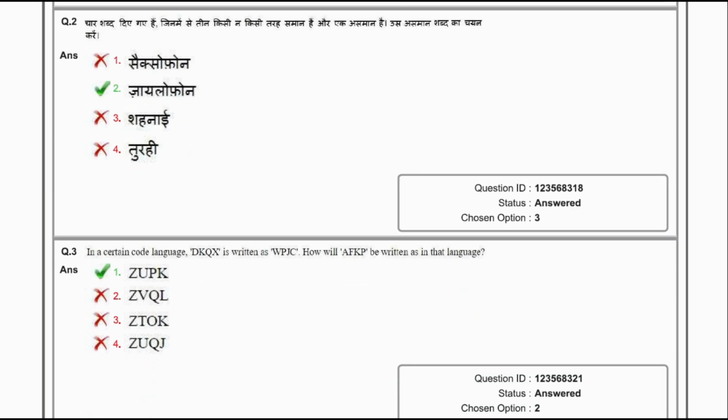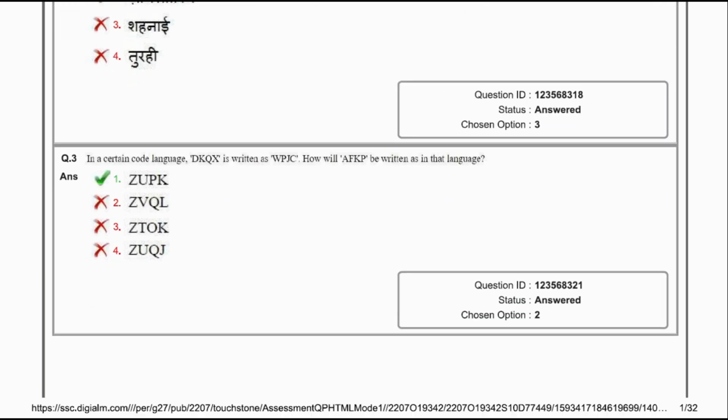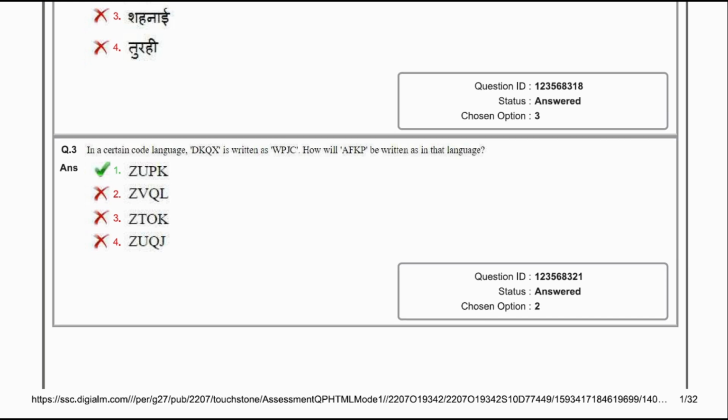Move to the third question. In a certain code language, DQQX is written as WPJC. How will AFKP be written in that language? The options are ZUPK, ZVQL, ZTOQ, ZUQJ. You can see the code is given as D equals W, as D is the fourth character from the start and W is the fourth character from the last. In the same way, A equals Z, F equals U, K equals P, and P equals K. So the first option is the correct option.